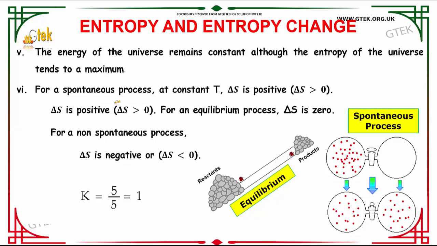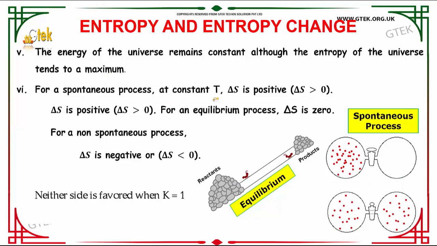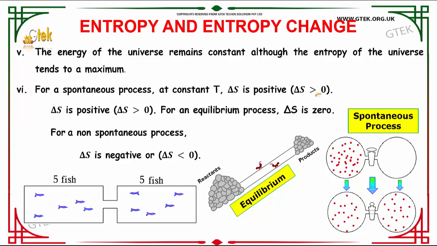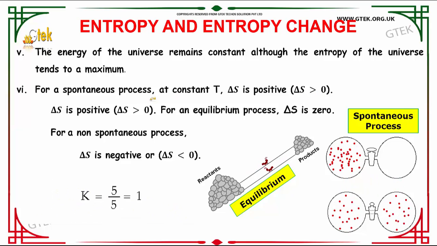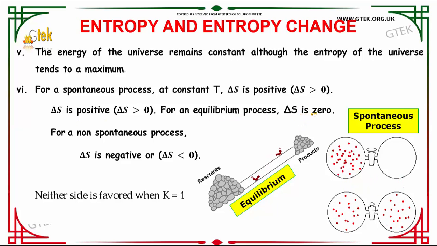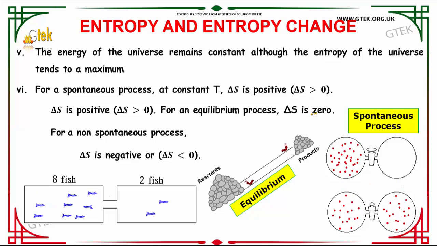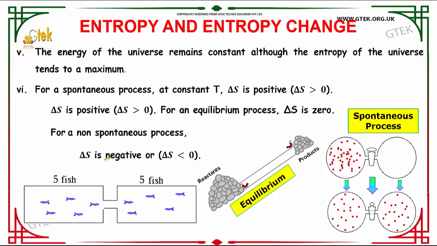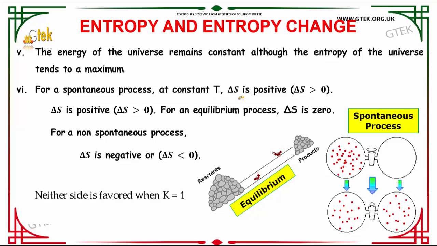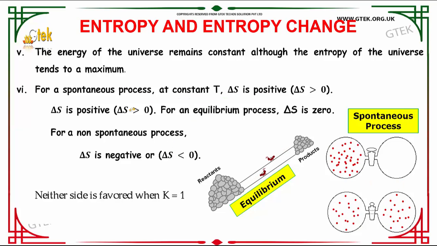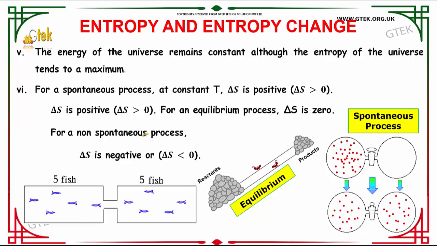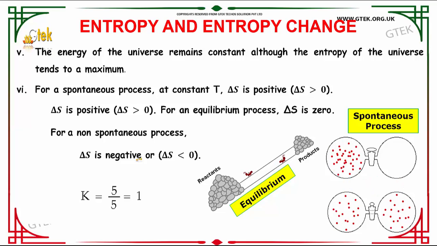For a spontaneous process at constant T, delta S is greater than 0 and it is positive. For an equilibrium process, delta S becomes 0. For a non-spontaneous process, delta S is negative. So for spontaneous, delta S is positive, equilibrium delta S is 0, and non-spontaneous delta S is negative.